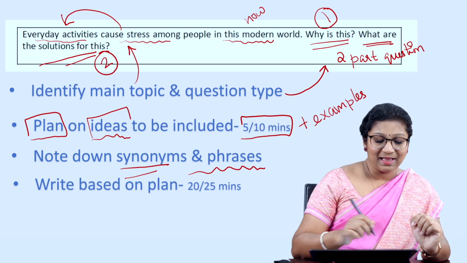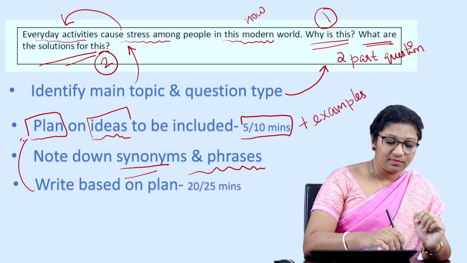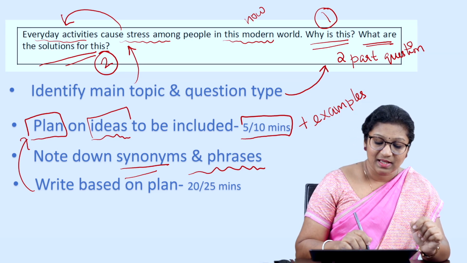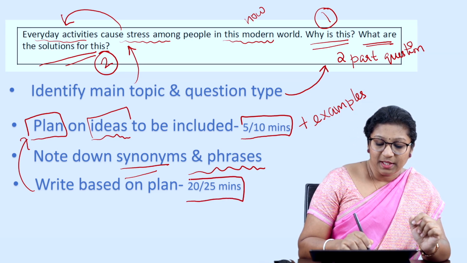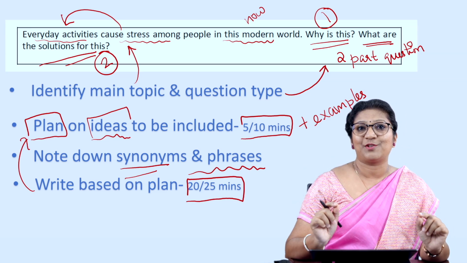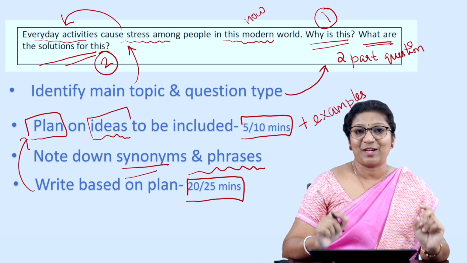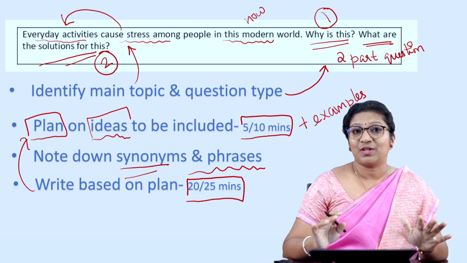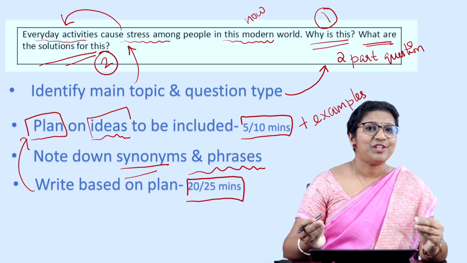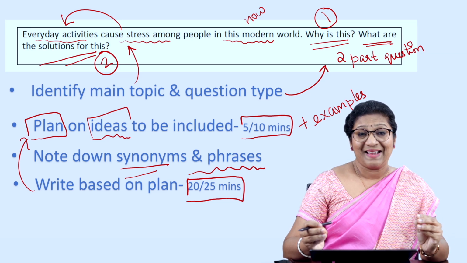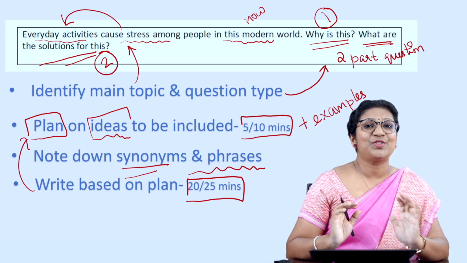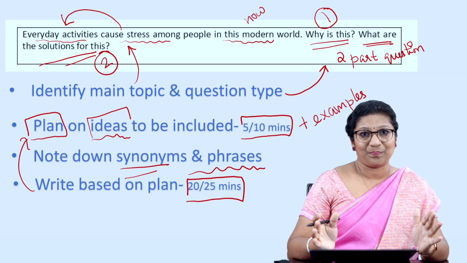So, based on the plan that we've already created, spending around 20 to 25 minutes, you can pen down a complete essay. Now, if your plan, your outline is strong, you have identified all the relevant ideas, and you're also clear about the words to use and the examples to include, you can easily finish it in 20 minutes. If not, a maximum of 25 minutes is more than enough to complete a full essay.